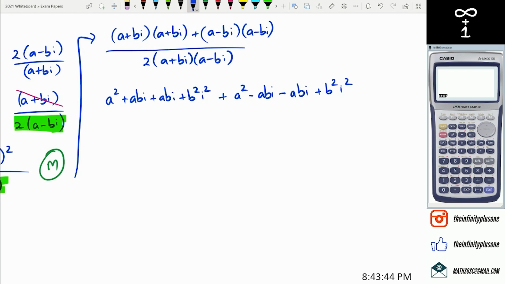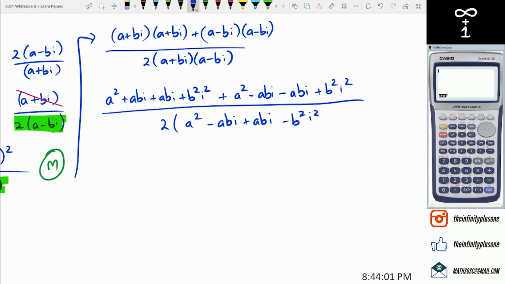Just want to check that if I've done it all right. 2abi, yep, that's all good. And that whole thing is now divided by 2. A plus bi times a minus bi, that's just going to be a squared minus abi plus abi minus b squared i squared. Now I need to go and get rid of all my i squareds. So I've got an i squared there, I've got an i squared there.